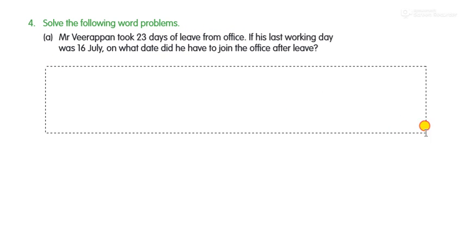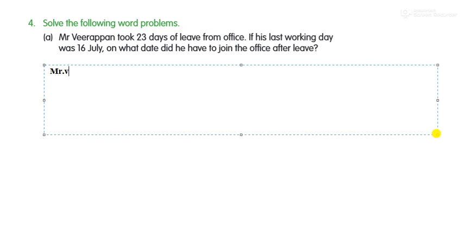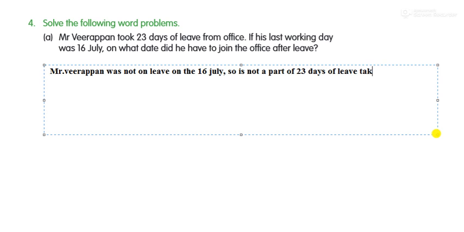So here, Mr. Veerappan was not on leave on the 16th July, so it is not a part of the 23 days of leave taken. Thus we count 23 days from 17th July.